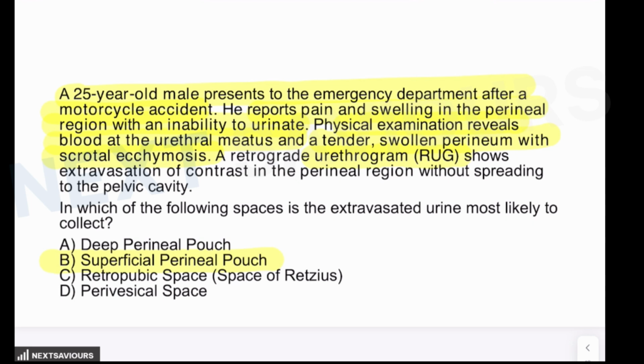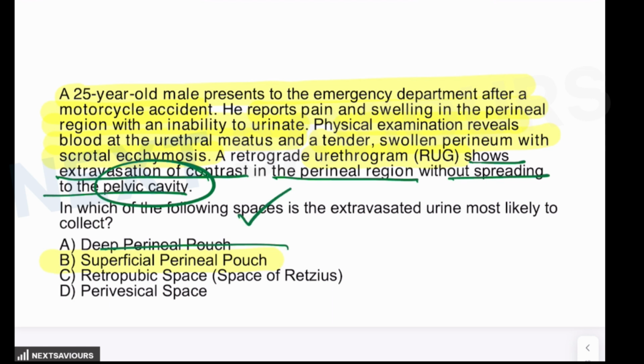If you further want to consolidate it, the RUG shows extravasation of the contrast in the perineal region without spreading into the pelvic cavity. So, which of the following spaces is likely to be affected by extravasation of urine? Answer for that question is superficial perineal space. Now, time to identify why the other options are incorrect.